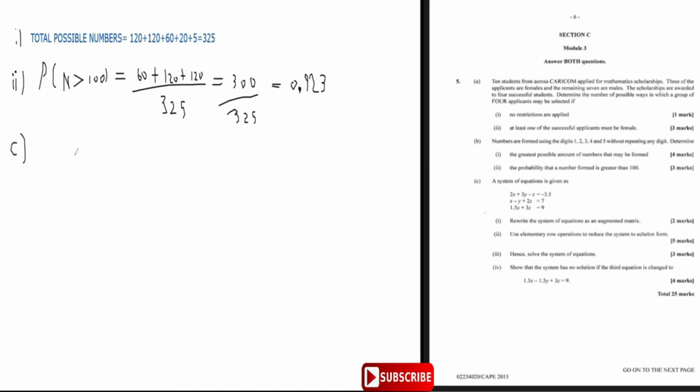A system of equations is given as 2x plus 3y minus z is equal to negative 3.5. Let's just write down the equations before we even look at the question. And they give us that x minus y plus 2z is 7.